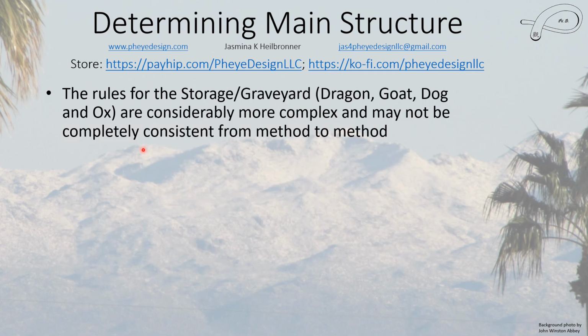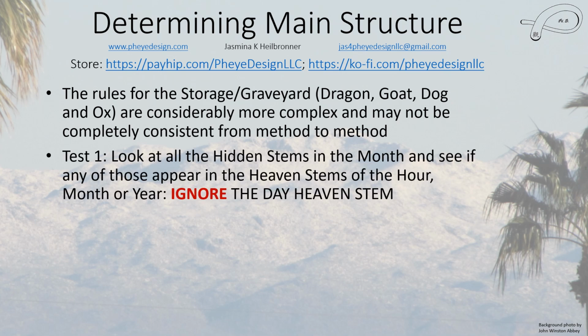Now, here's where it gets ugly. They are a lot more complex, and again, they may not be consistent from method to method. So here's a test you have to do to see whether or not you have at least some degree of certainty that you're getting the right one.